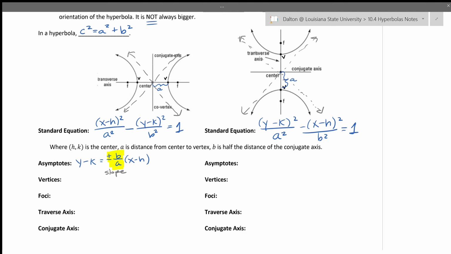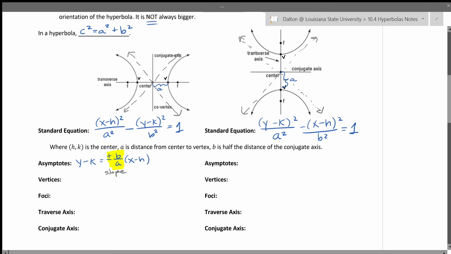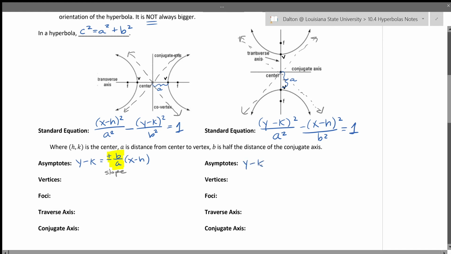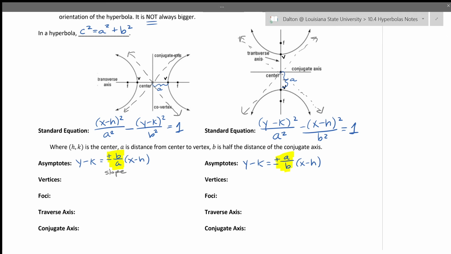Okay, asymptotes for the vertical hyperbola, I keep calling it parabola, the vertical hyperbola is similar. It's also y minus k equals plus or minus, but instead it is a over b times (x minus h). Again, plus or minus a over b, this is the slope for those. One has a positive slope, one has a negative slope.